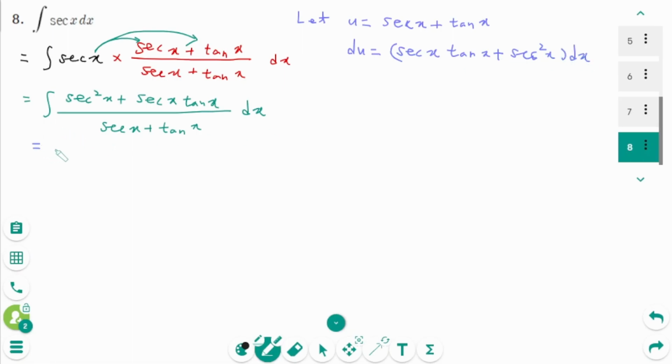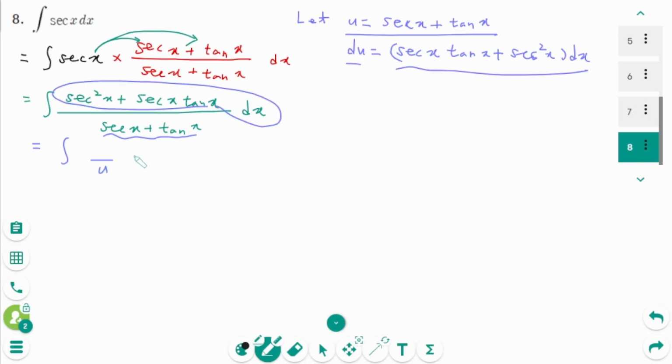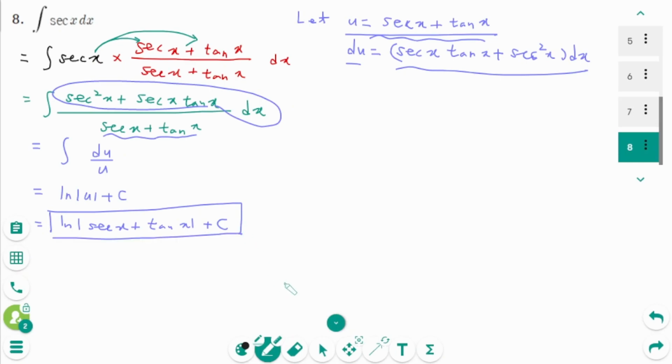Then rewrite the integral as this part is u and this whole thing is du. Then ln absolute value of u plus c, which is ln absolute value of secant x plus tangent x plus c. Now we have a formula. Integrating secant x gives us two formulas. We have found one. Now let's find another one.